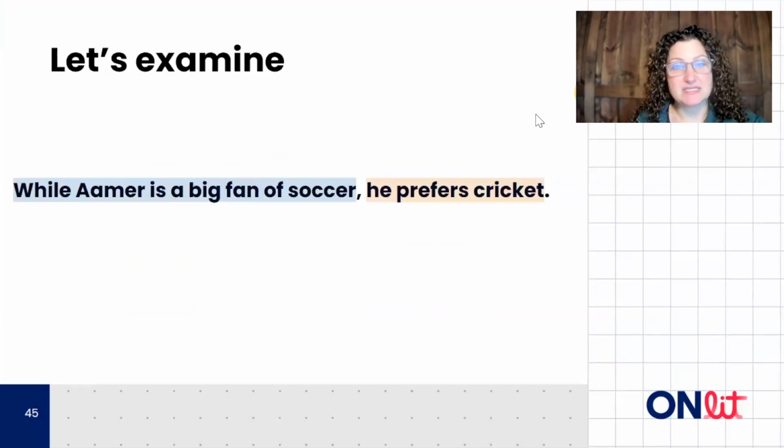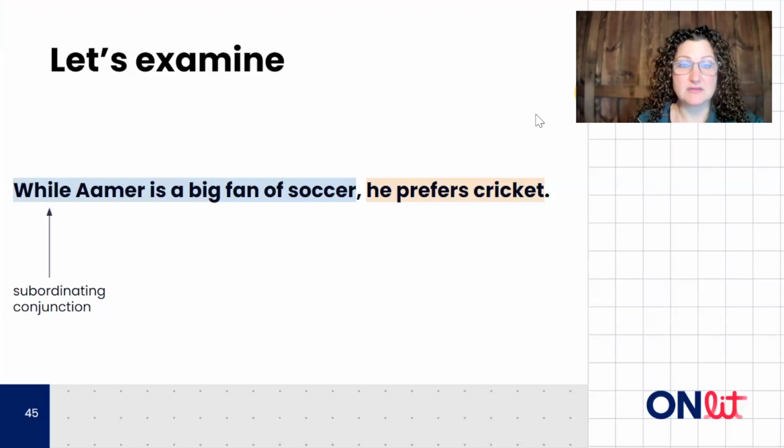Let's examine this complex sentence. This sentence begins with a subordinating conjunction, "while," which we already learned is how dependent clauses often start. So we can now identify the dependent clause. "While Amr is a big fan of soccer." We know that it has a subject and there is a verb, but it does not express a complete thought. The conjunction "while" implies that something else is coming, something that will contrast the first statement.